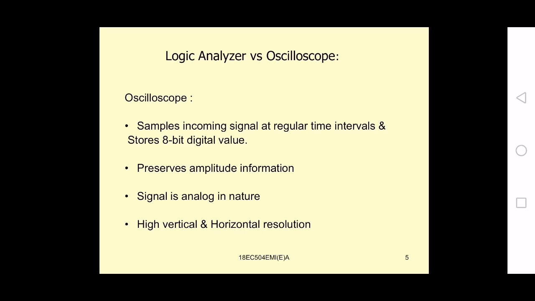In an oscilloscope, on the y-axis you have the amplitude information. This is also preserved, meaning the amplitude information is stored in the oscilloscope, and the signal is analog in nature. This one is very important. In the case of the oscilloscope, you have continuous variation of the input signal on the time or x-axis. So the signal is analog in nature, and the vertical and horizontal resolution will be very high.